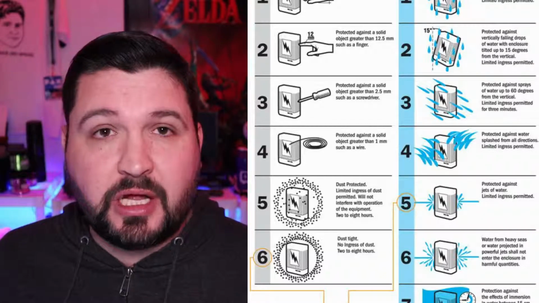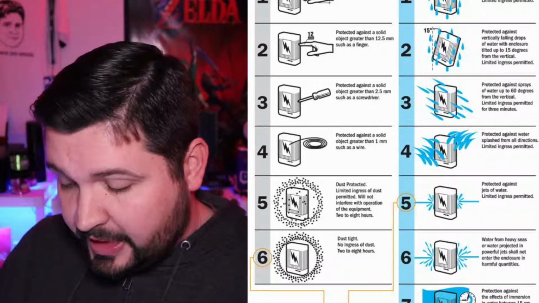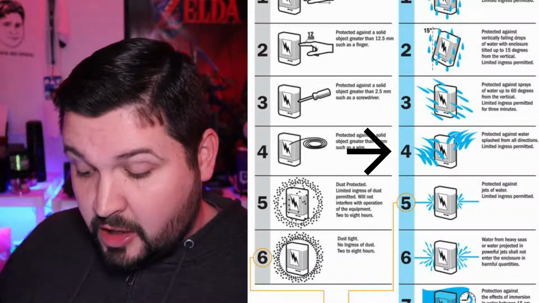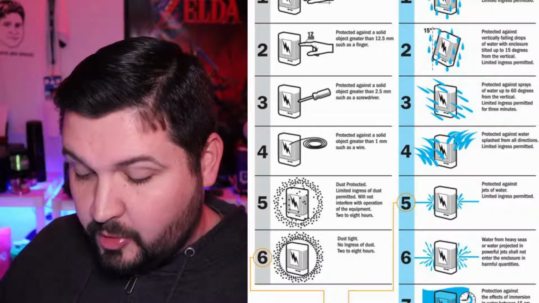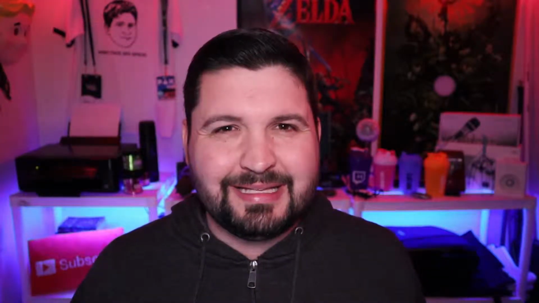So the X, dust solids, dust and things like that is unknown because they didn't get it tested for that. But if we go down to level 4, we're gonna see that this particular pair of speakers, the Zulu Audios, are protected against water splashed from all directions, limited ingress permitted. So that means that this has got good splash protection. Rain's gonna probably do well. You're gonna get minor water inside, but it's probably not going to get into any of the critical parts.